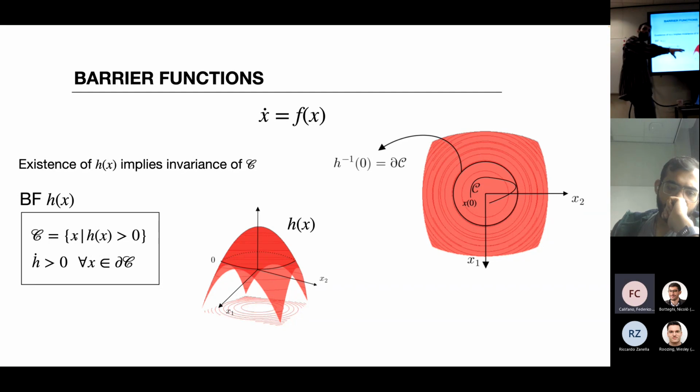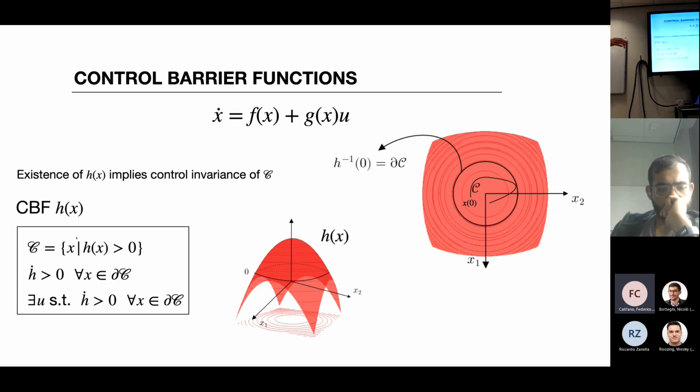Okay, let's go from barrier function to control barrier function now. Same story as from Lyapunov function to control Lyapunov function. This is what happens to the control barrier function. Say now we have a control system as before.